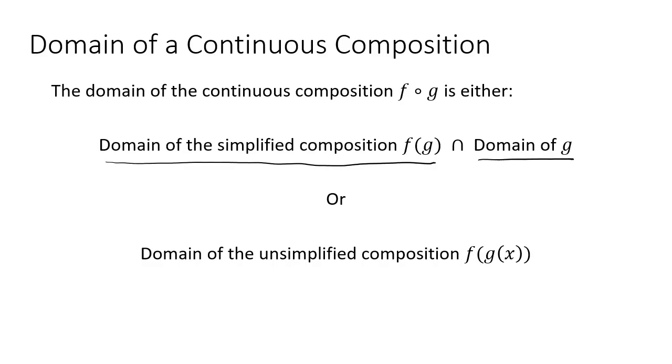What this has the effect of doing, by intersecting it with the domain of the inside function, is you're basically adding back in the restrictions that you simplified away. This makes sure you pick back up any restrictions from the inside function. Although this is written in terms of domain of g right now, if you were to swap the order, the names would also swap. So a good way to think of this is, instead of domain of g, you intersect it with the domain of the inside function.